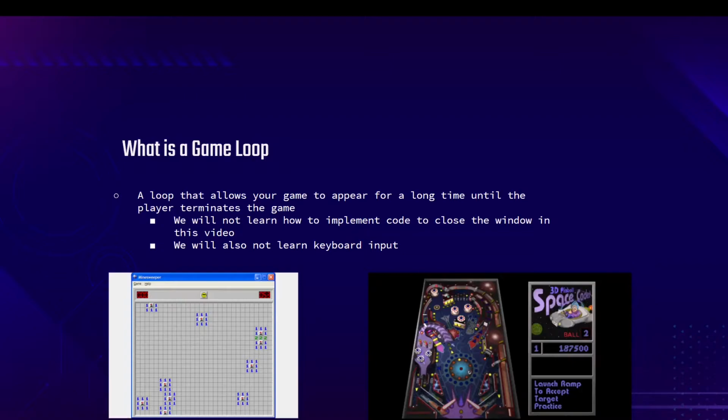It's a kind of loop that allows your game, your window, to appear for ever and ever until the player, or you as the player, terminates the game, whether by hitting the exit button, or ending the task using the task manager, or terminating it via the debugger or the IDE, or pressing escape. There's a lot of ways. There's more ways to terminate the game.